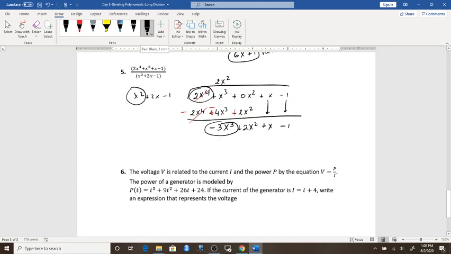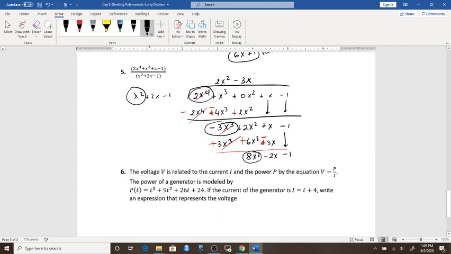Negative 3x cubed divided by x squared is negative 3x. We multiply. Negative 3x times x squared is negative 3x cubed. Negative 3x times 2x is negative 6x squared. And negative 3x times negative 1 is positive 3x. We change the sign. Positive, positive, negative. This will simplify. 2x squared plus 6x squared is 8x squared. X minus 3x is negative 2x, so we bring down the negative 1.